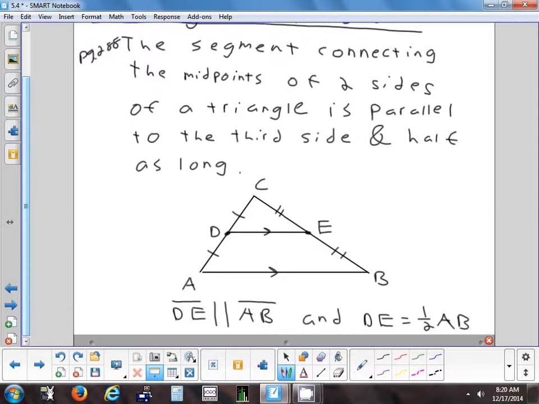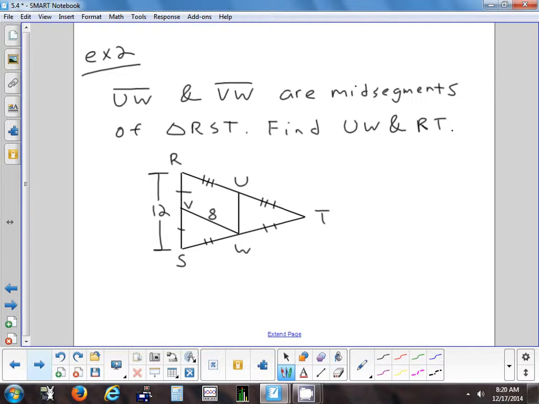Okay, so far we haven't drawn the other mid-segments in, but in a second we'll take a look at what happens if we draw in the other segments. We actually can create another triangle inside the bigger triangle. We'll take a look at that. All right, so in this example, I'm telling you that UW and VW are mid-segments. I want to find the length of UW and RT.